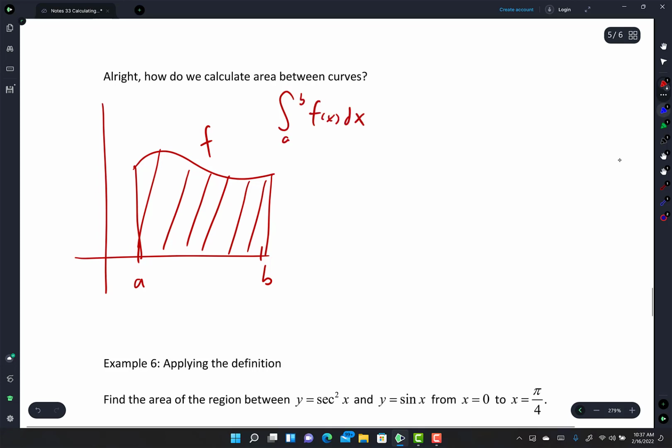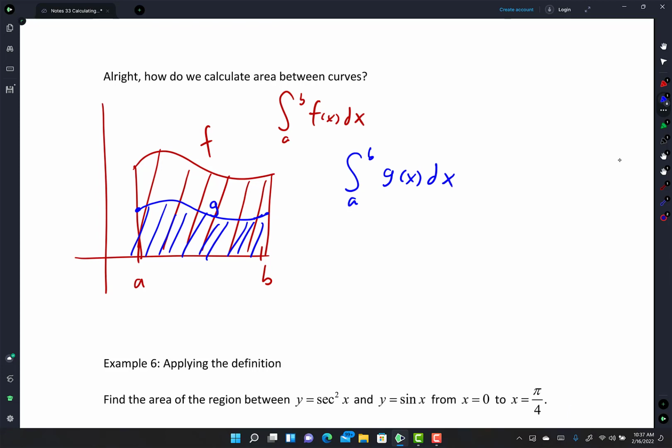Okay, and then I'm going to change my color if you have colored pencils. I'm going to draw this curve here. What's after F? G. I'm going to call that G. And I'm going to say that the area underneath G is the integral from a to b of g of x dx. Are we still okay?